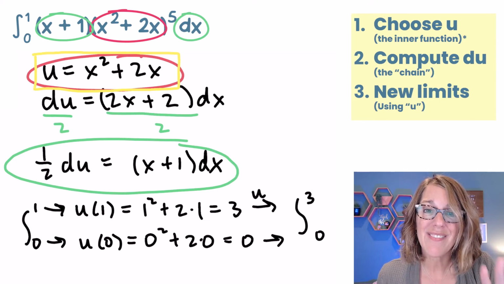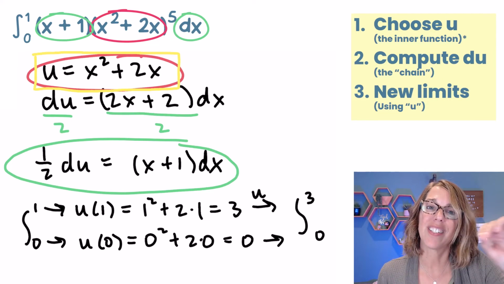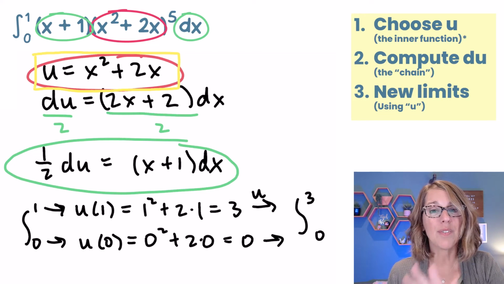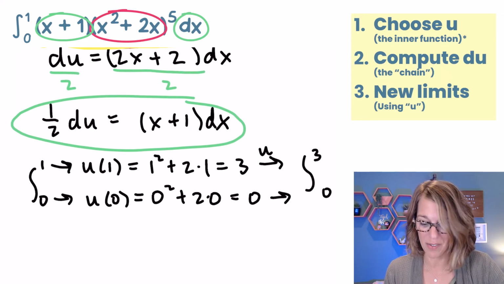Now you can leave these in terms of x. You would just need that step to go back to everything in terms of x. This is my favorite method. Everything's in terms of u, and I can just work through the rest of my integral.